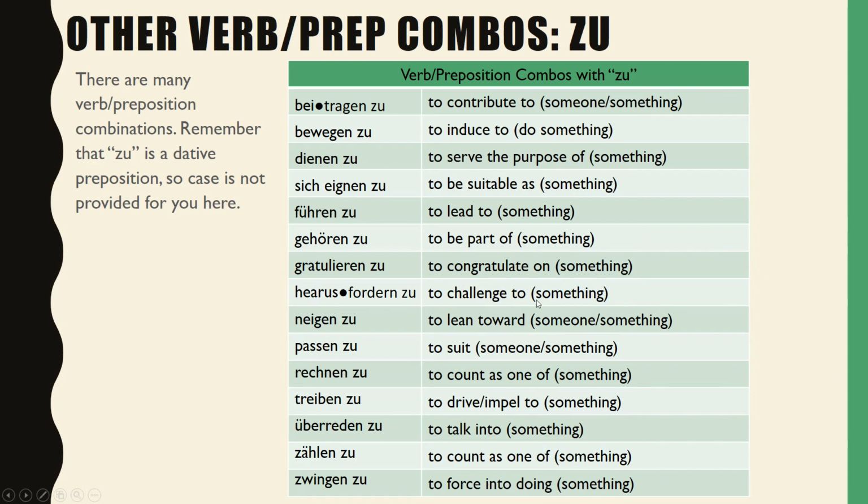Herausfordern, to challenge to. The R in heraus should be before the A. Neigen, to lean toward. Passen, to suit. Rechnen, to count as one of. Treiben, to drive, impel to. Überreden, to talk into. Zählen, to count as one of. Zwingen, to force into doing.